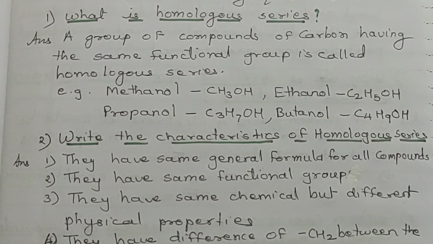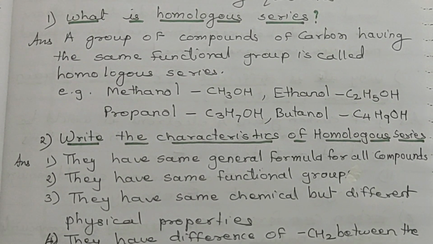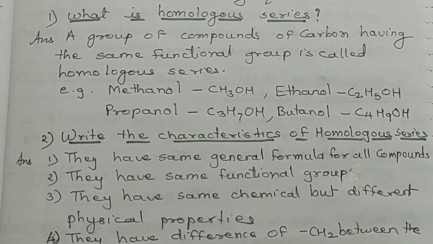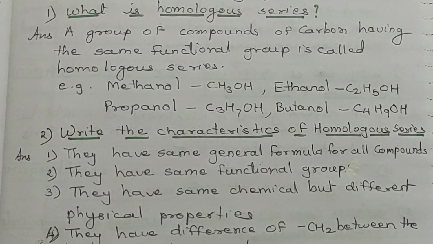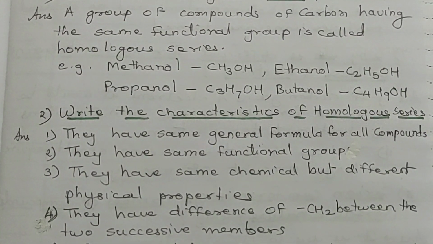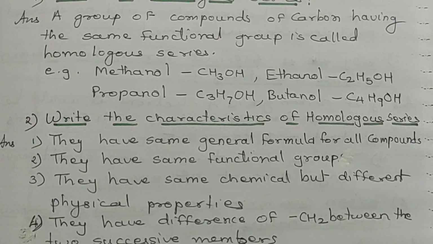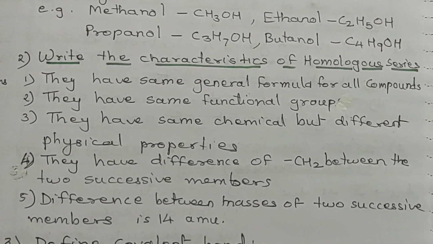Example: methanol CH3OH, ethanol C2H5OH, propanol C3H7OH, and butanol C4H9OH. Write the characteristics of homologous series.